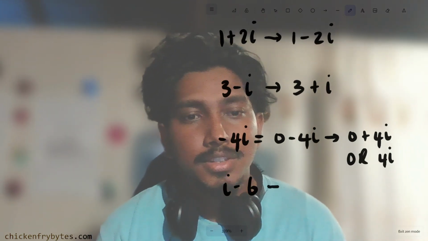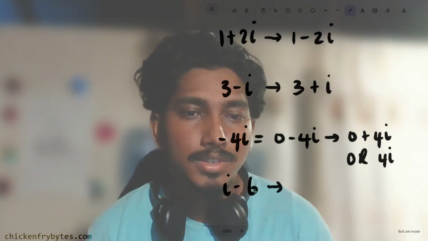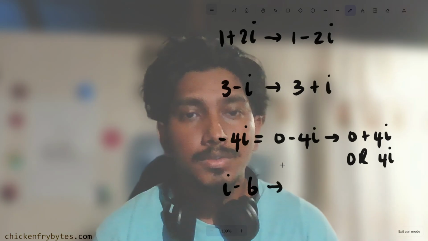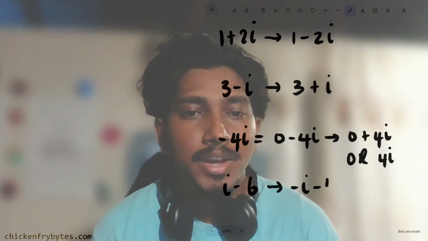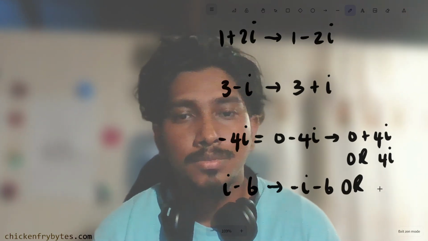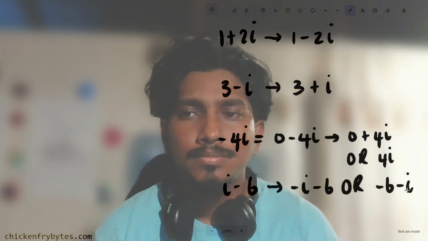So in order to make it into the conjugate, we can't negate the negative 6. We leave the negative 6. We need to negate the 1 in front of the i. And so the conjugate here would be negative i minus 6. Or if you choose to, we can have negative 6 minus i. Same thing.